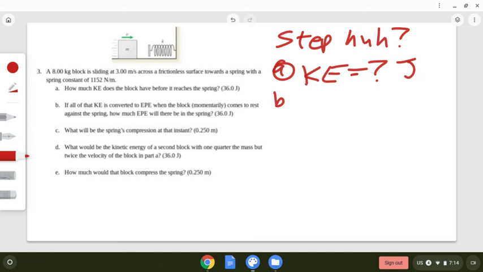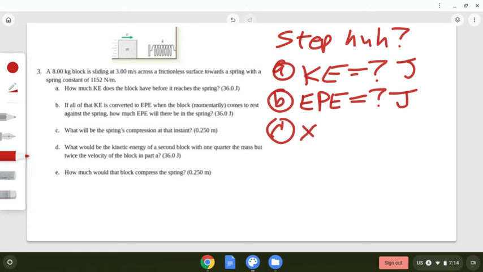For B, if all of that KE is converted to EPE, how much EPE will there be in the spring? So next we're looking for EPE. That will also be question mark joules. C, what will be the spring's compression at that instant? So what's our symbol for compression? It is X. So X is question mark, and the units for X will be meters.